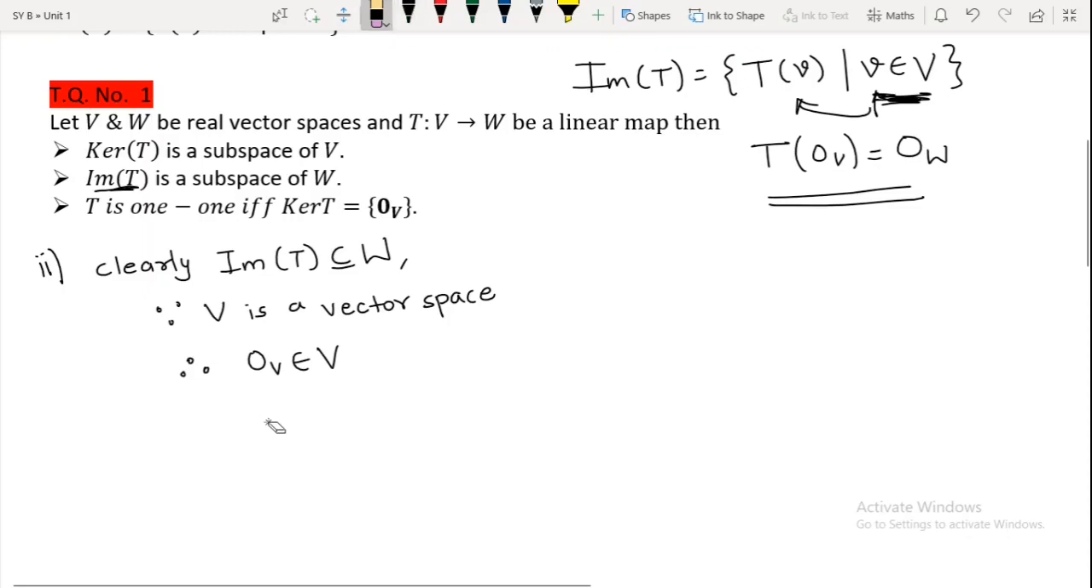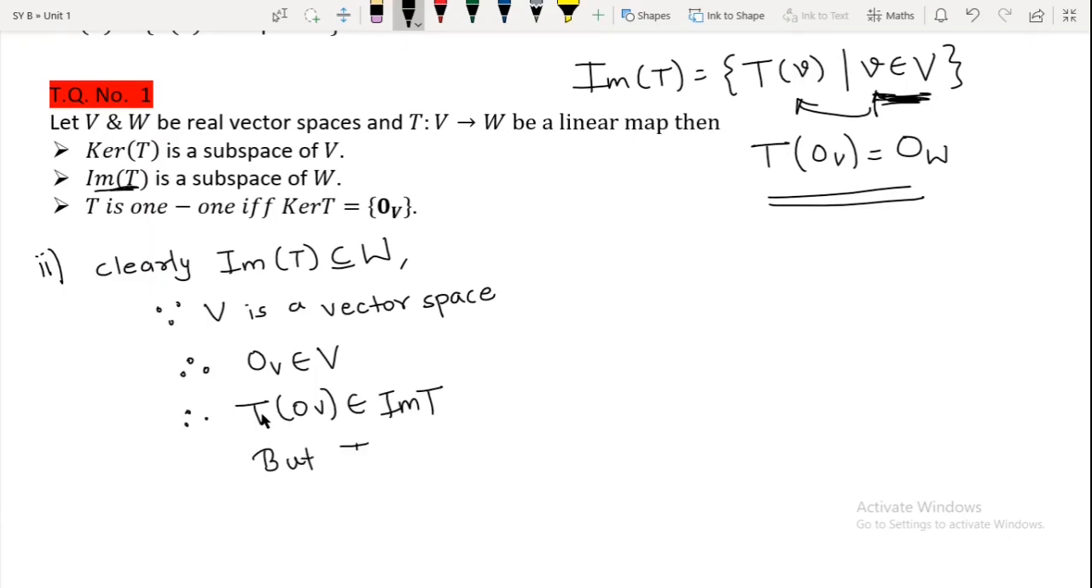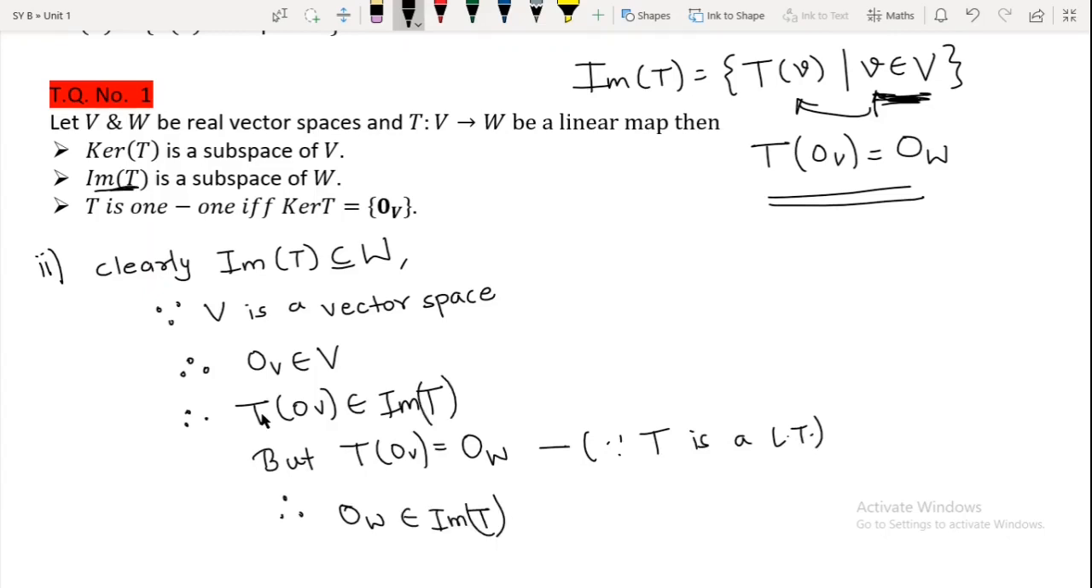So therefore this T of 0V belongs to image of T. But what is T of 0V? T of 0V is 0W, since T is a linear transformation. Therefore 0 of W belongs to image of T, right? And therefore image of T is non-empty. Is that okay?